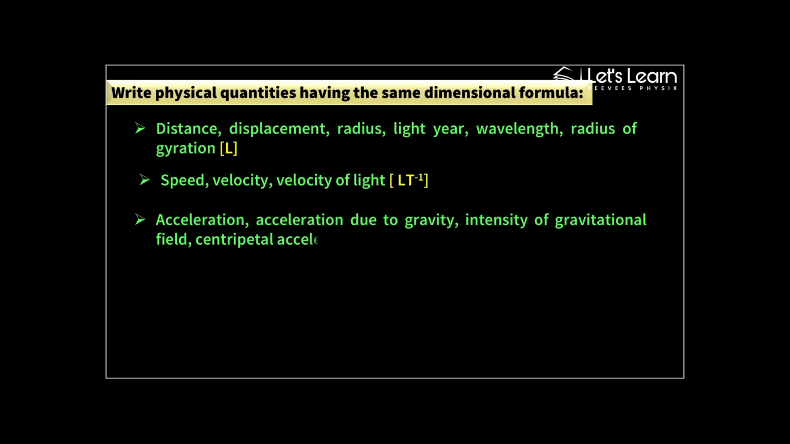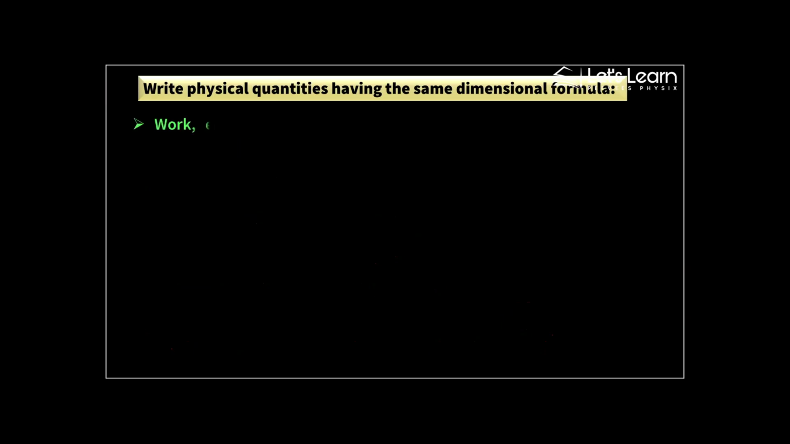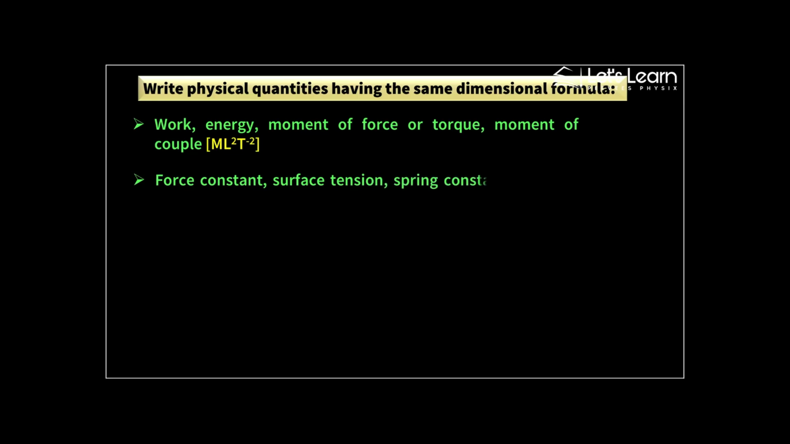Acceleration due to gravity, intensity of gravitational field, centripetal acceleration, all of them are acceleration, so L T to the power of -2. Then impulse and change in momentum have the same dimension, M L T to the power of -1. Force, weight, tension, thrust, energy gradient, which is energy divided by distance, all of them have the same dimensions. Then work, energy, moment of a force, torque, moment of a couple, all of them have the same dimension, M L squared T to the power of -2.